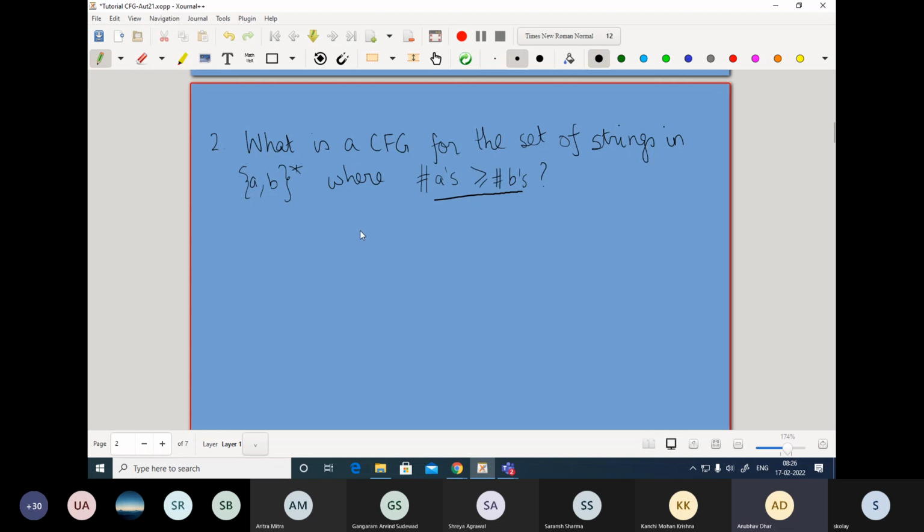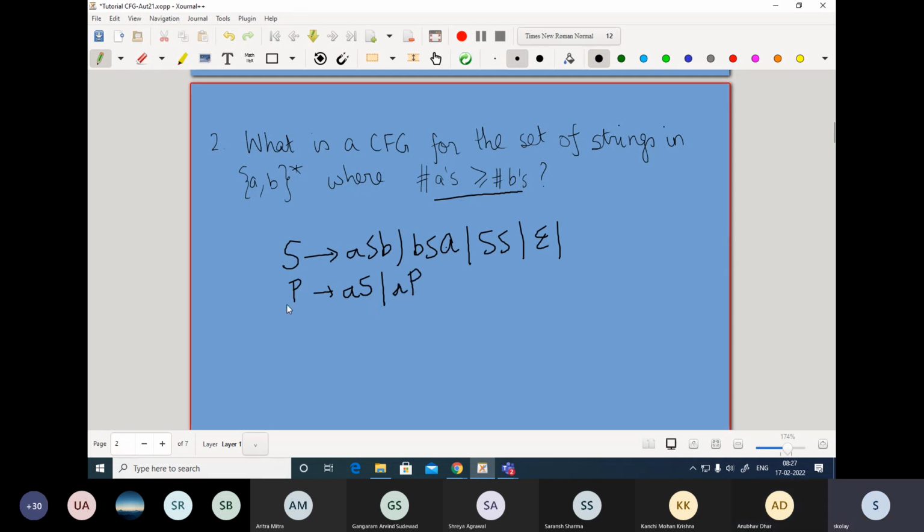Ma'am, along with the previous production, can we add another production saying P goes to AP or AS? Then you have SS and then epsilon, and then we have another production P. No ma'am, separate. Ma'am, S does not go to P. Oh, okay. P goes to AS or AP, and P is the start symbol. Okay, P is the start symbol.